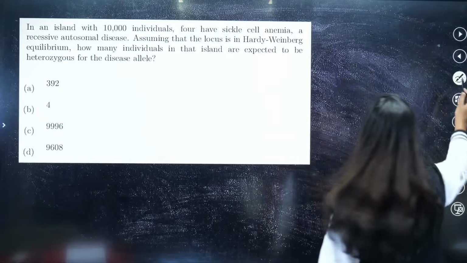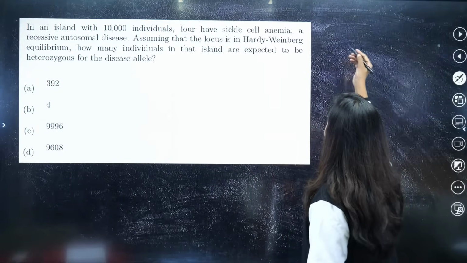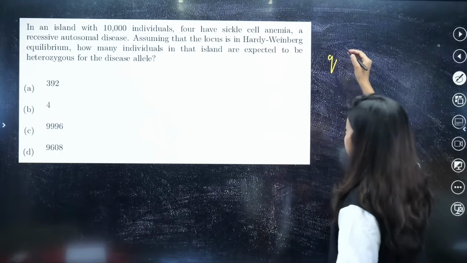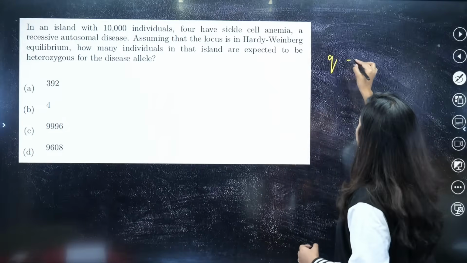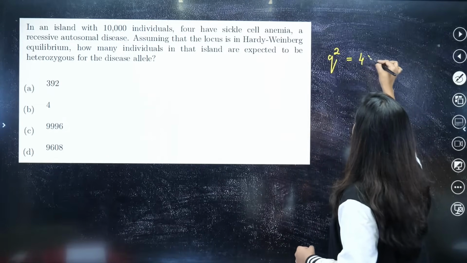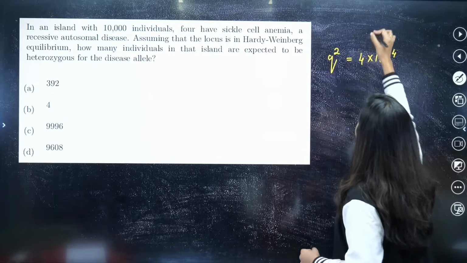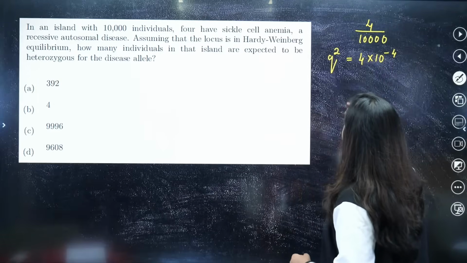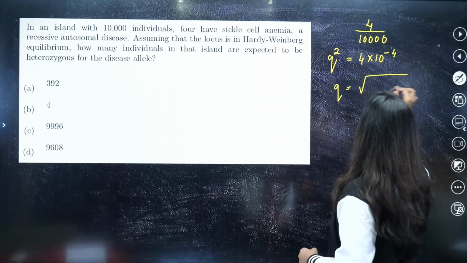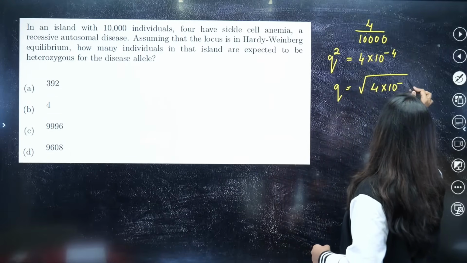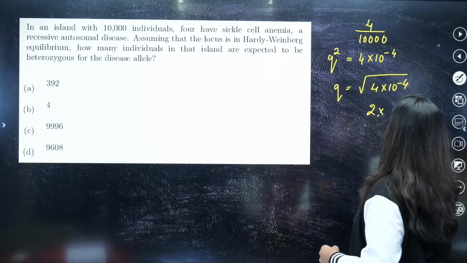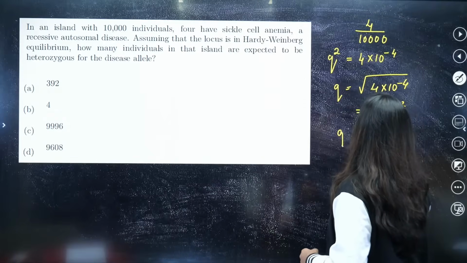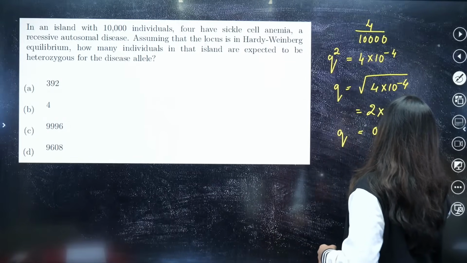Next page. Okay, look here students. I want to find q. First I will find the homozygous, that is the recessive one. So q squared is equal to 4 into 10 to the power minus 4, which I got by doing 4 divided by 10,000. Now q is equal to the square root of 4 into 10 to the power minus 4. How much will it be? 2 into 10 to the power minus 2. Am I correct or wrong? That will be q is equal to 0.02.